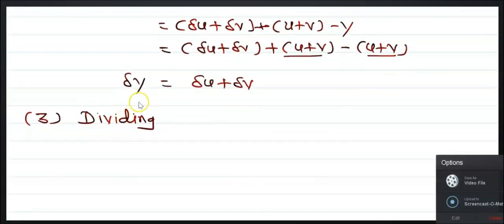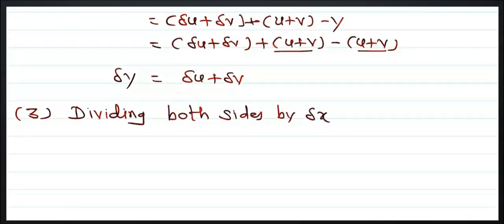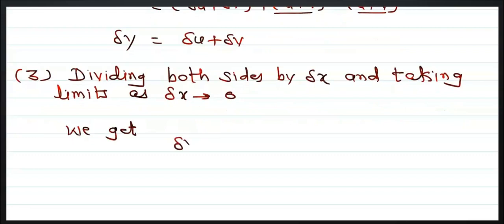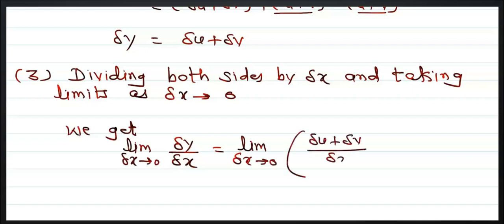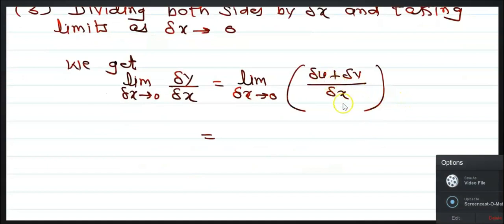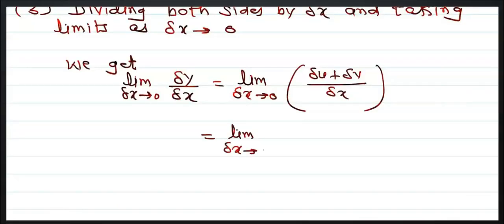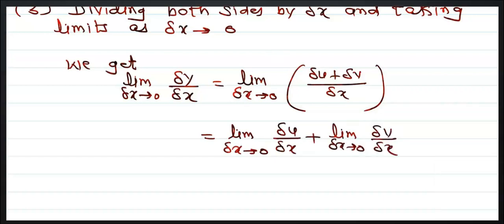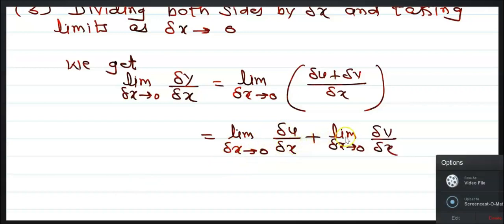Now next step is dividing on both sides by delta x and taking the limit as delta x tends to 0. Taking the limit as delta x tends to 0, then we get limit delta x tends to 0, delta y by delta x is equal to limit delta x tends to 0, delta u plus delta v upon delta x. Now we will separate it. Therefore, limit delta x tends to 0, delta u by delta x plus limit delta x tends to 0, delta v upon delta x.